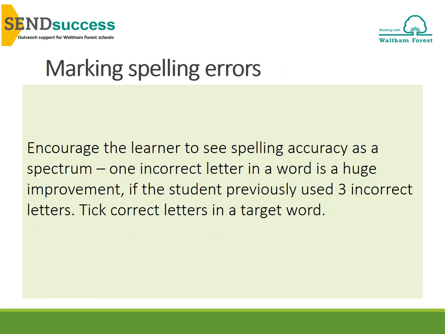So the first stage really in looking at spelling is to differentiate between a plausible spelling, a spelling that is accurate enough that people can decipher the word, and a word that is not really readable. So encourage the learner to see spelling accuracy as a spectrum rather than wrong and right.